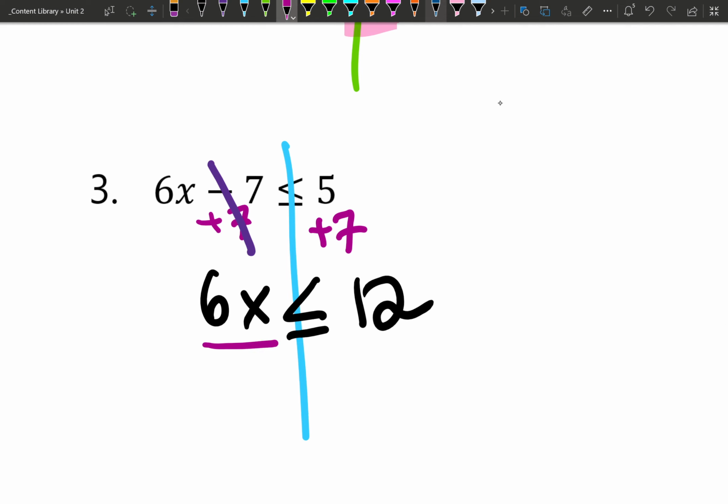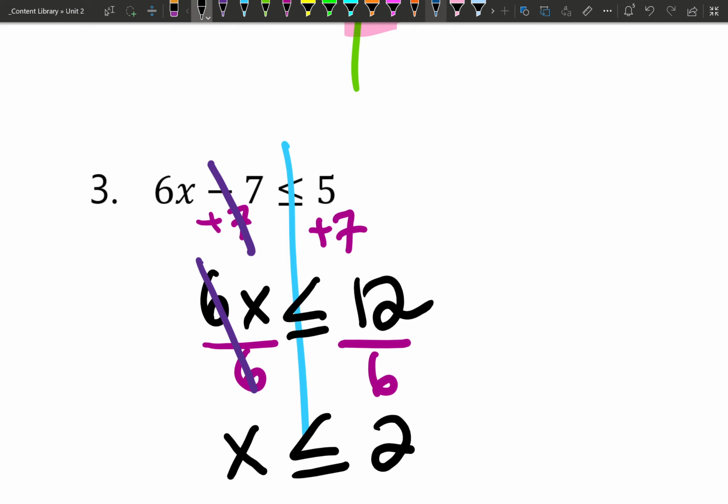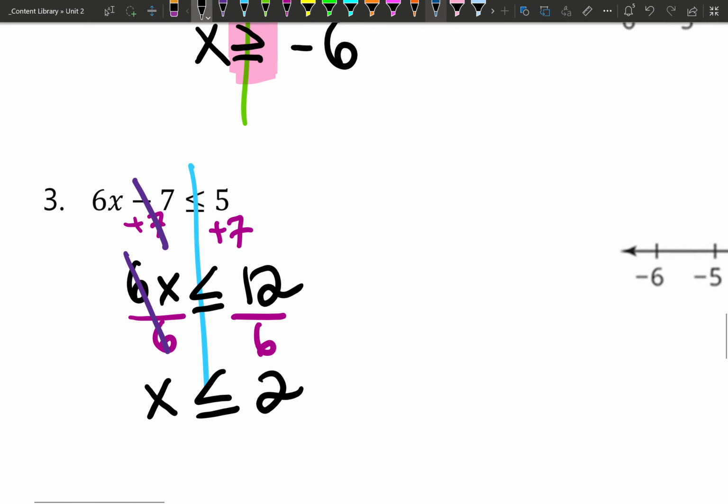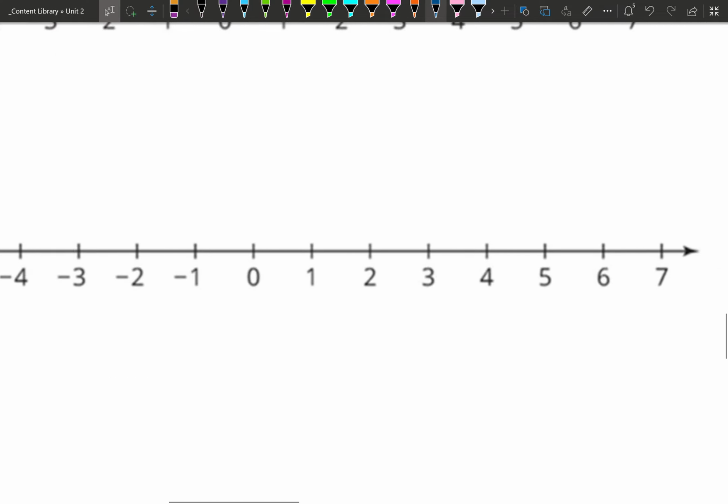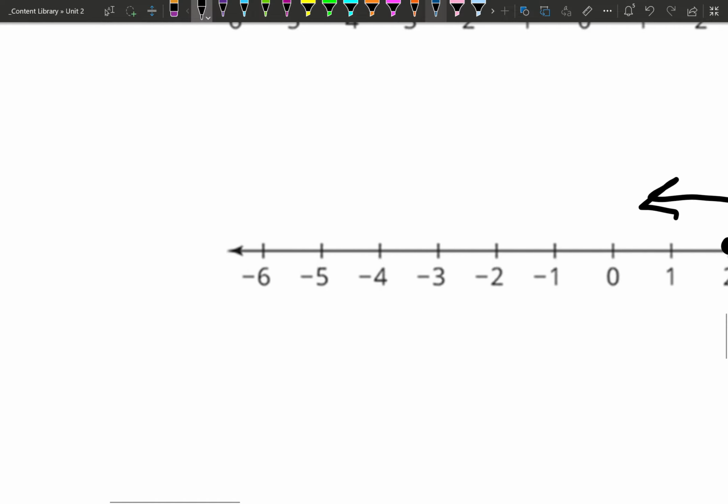Let's finish up this problem like we finish up most of our equations, dividing both sides by 6. We've divided by a positive, so our symbol stays the same. X is less than or equal to 2. Since it's or equal to, 2 gets a closed circle. Less is left, so our arrow goes to the left.